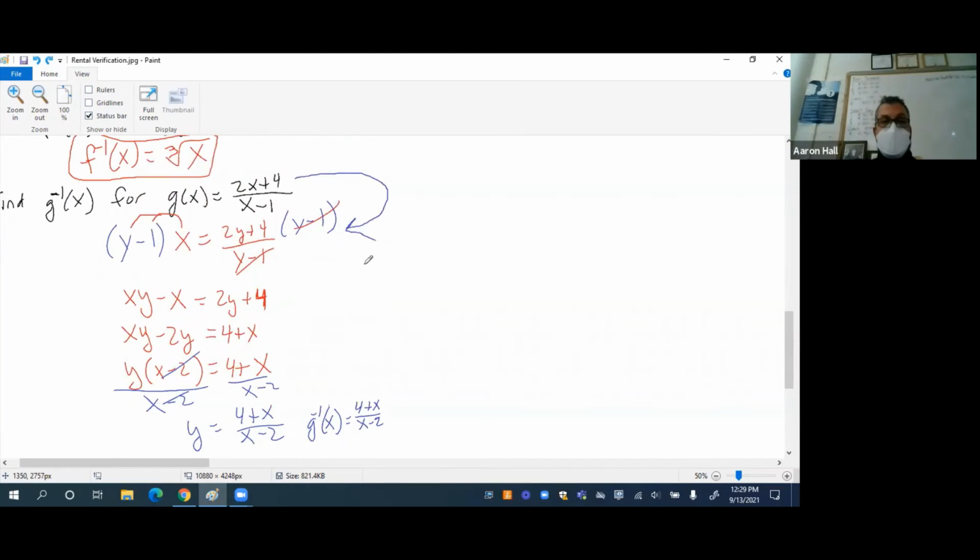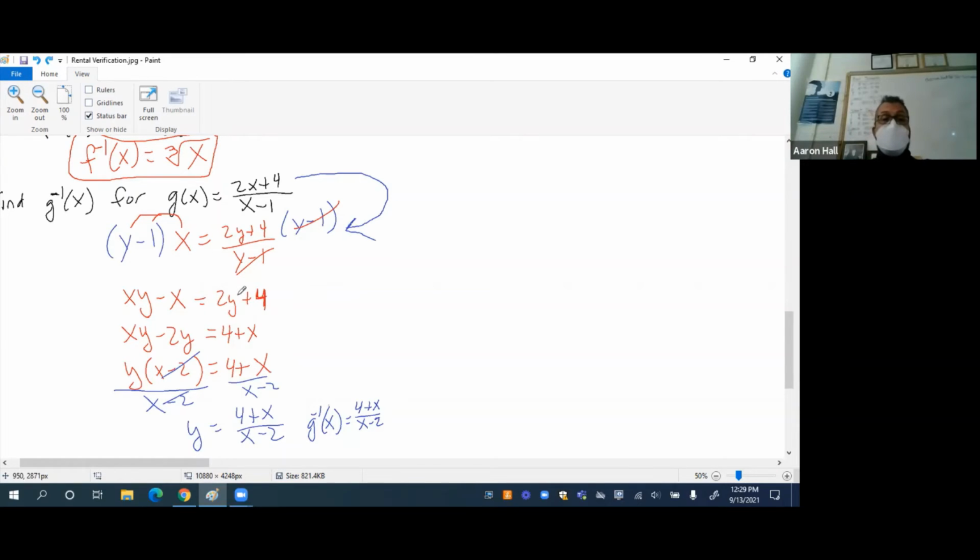Okay, Bentley, now what? That gives us x, y minus x. Well, how did we get this? You distribute to get xy minus x is equal to 2y plus 4. You're trying to get y by itself, so you end up adding x to both sides and subtracting 2y from both sides.